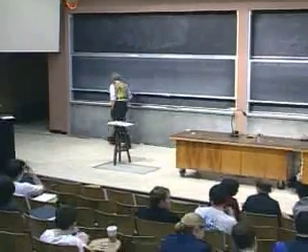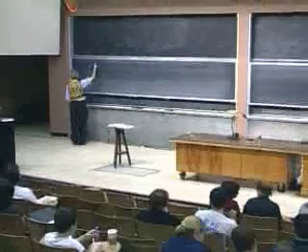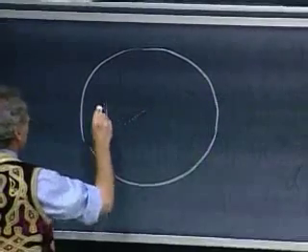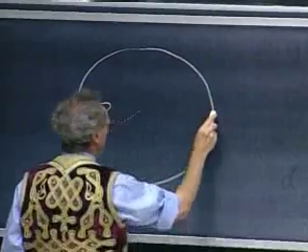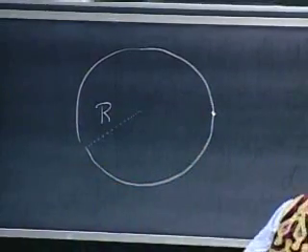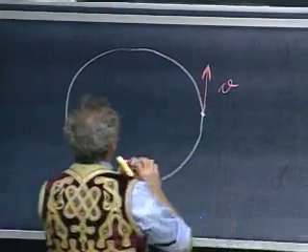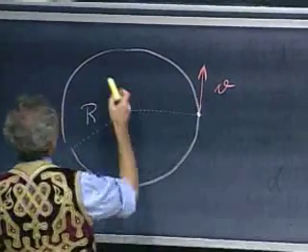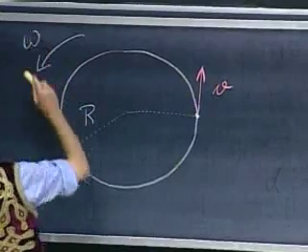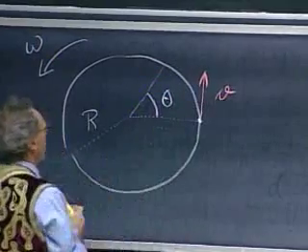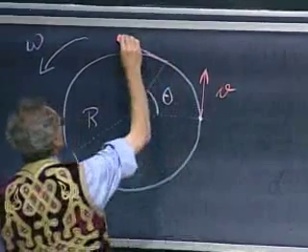We have here, going back to rotating objects, an object that has a certain velocity, v, and it's going around with angular velocity omega. A little later, the angle has increased by an amount theta, and then the velocity is here.